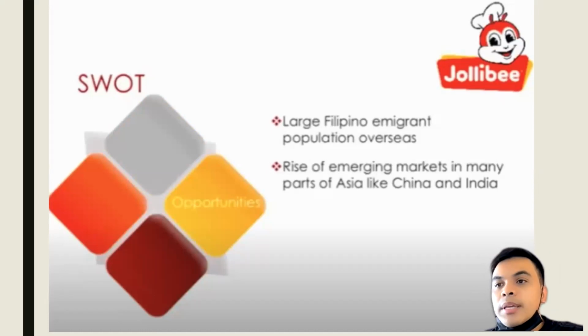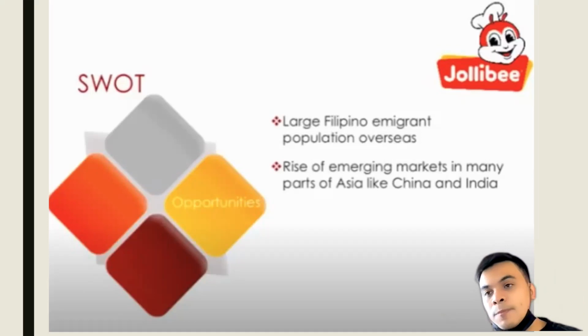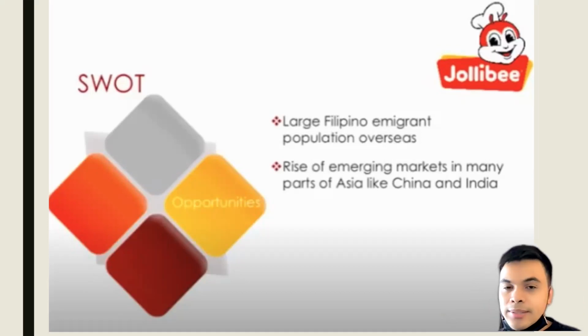Rise of emerging markets in many parts of Asia like China and India. Ayan. Okay. China and India, most of the global companies really want to put their businesses here because of the number of potential customers. If you try to see the population alone, diba, China is, let's say, overpopulated. Same with India, overpopulated. That population can be considered as potential customers. That's why global companies such as Jollibee really want to put branches no, in these areas.